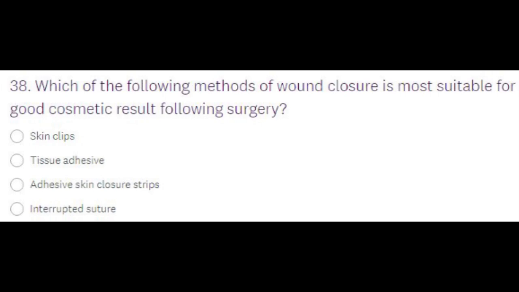38th question. Which of the following methods of wound closure is most suitable for a good cosmetic result following surgery? Option A, skin clips. Option B, tissue adhesives. Option C, adhesive skin closure strips. And option D, interrupted suture. Option A, skin clips is the right answer.